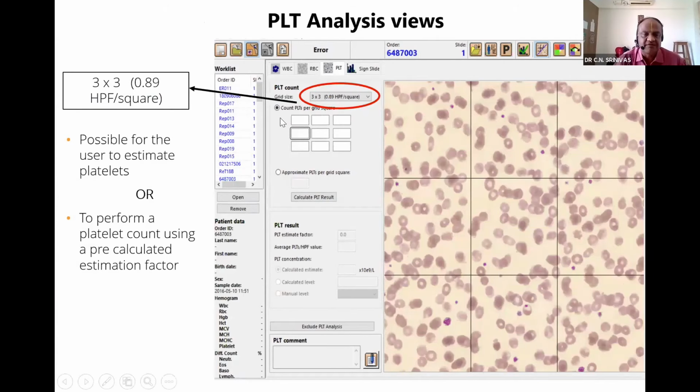Coming to the platelets, whenever you have a doubt on an automated analyzer and you would like to do a count of the platelets, the digital imaging helps us by giving us these 9 squares, and you can manually count this and get the count corrected to the high power per square, whatever you have got. And you can also have an approximate platelet per grid, and you can calculate the platelet result so that you can get a correlation between the smear you have done and the automated analyzer itself.